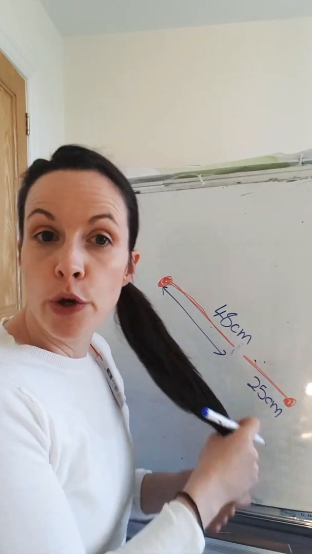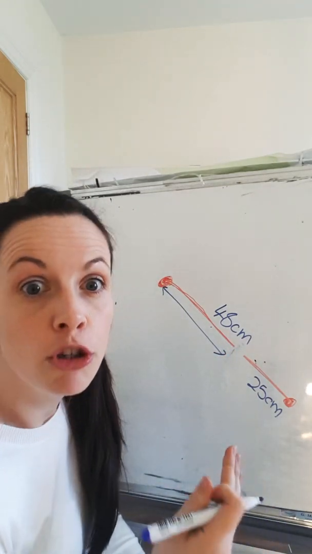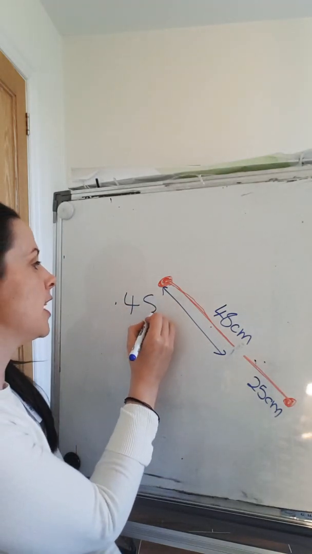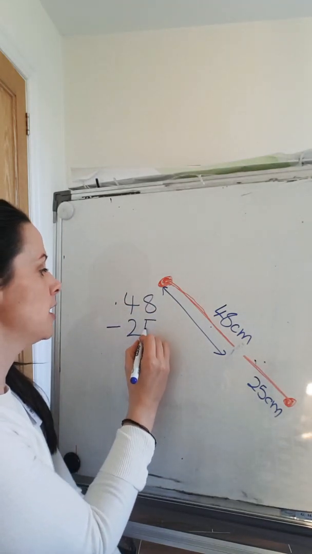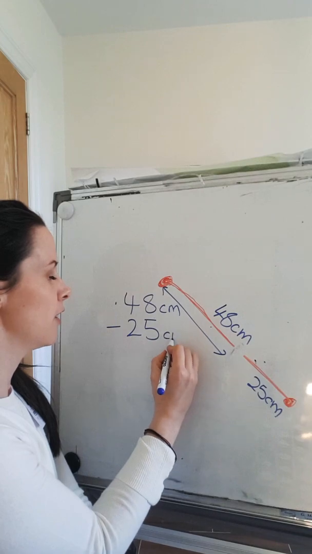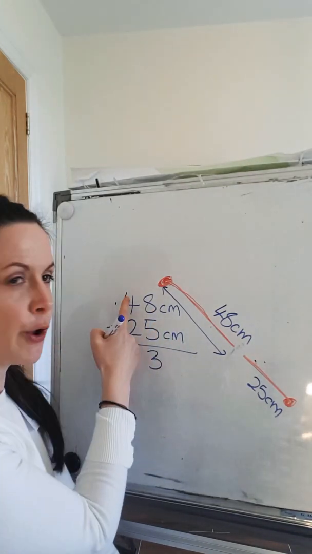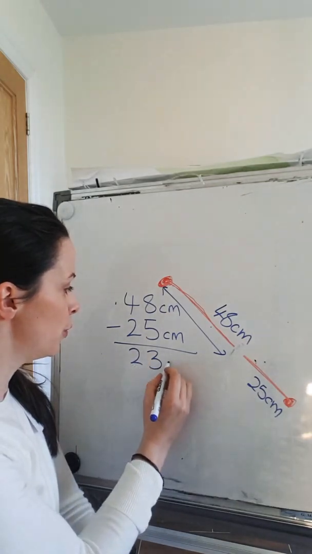I want to find out what's left. Finding the difference, you subtract, taking away, okay? 48, take away 25 centimeters. Units first. 8 take away 5, 3. 4 take away 2, 2.